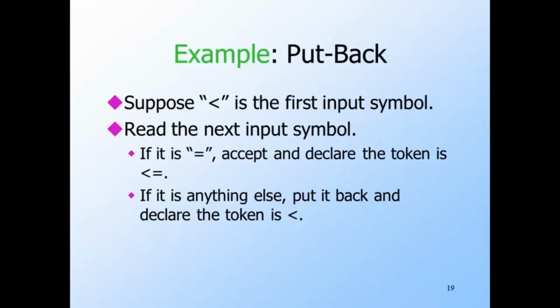Here's an example of why the ability to restore an input symbol just read back to the front of the input is important. Suppose the lexical analyzer is told to find the next token, and the first character it reads on the input is the less than symbol. It has to read the next input, and if that input is an equal sign, then we can be sure the token is less than or equal. Okay. But if the input is anything else, for example a blank, a letter, or a digit, then that character must be put back on the input and less than by itself declared to be the token.